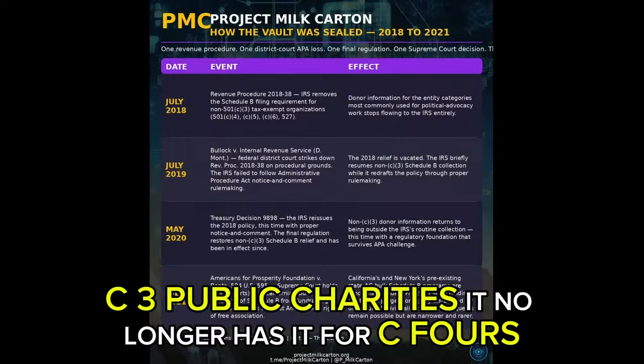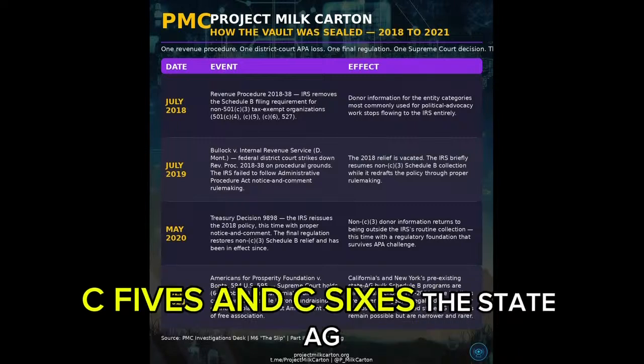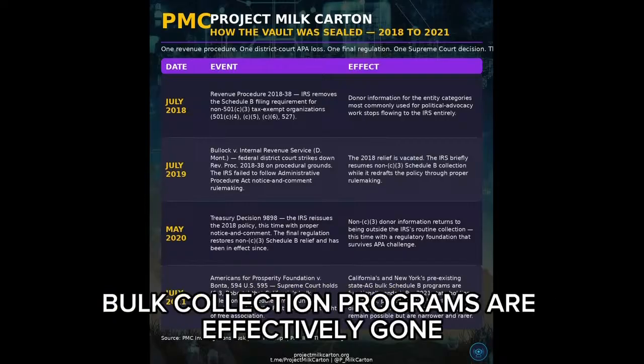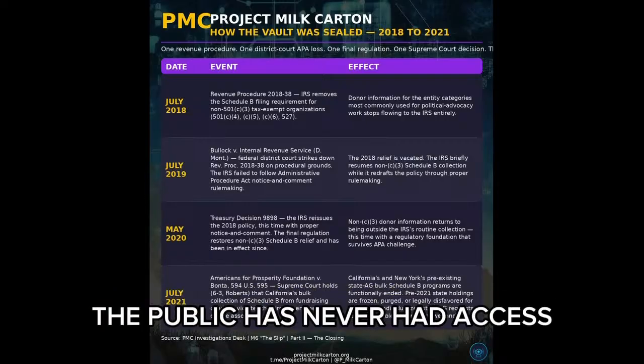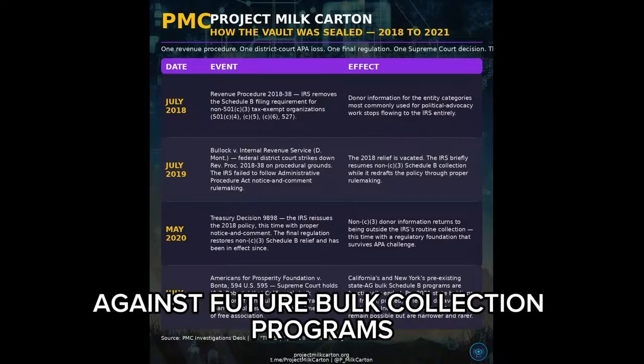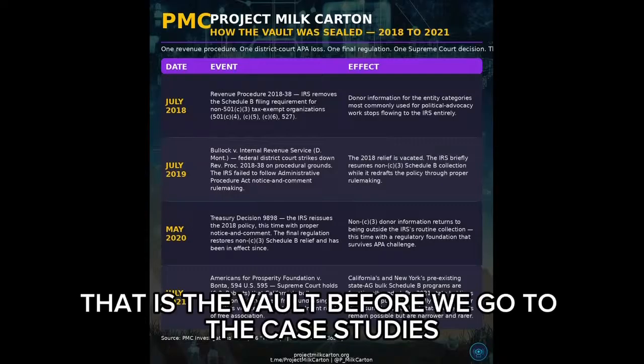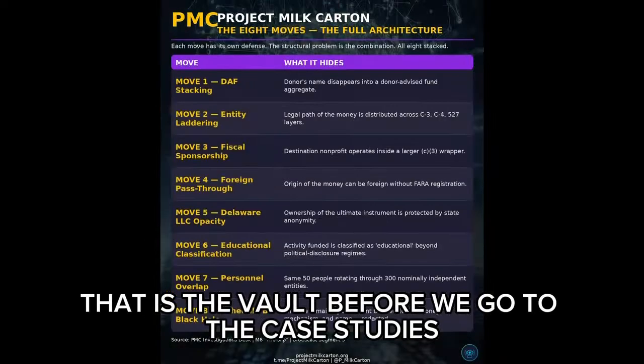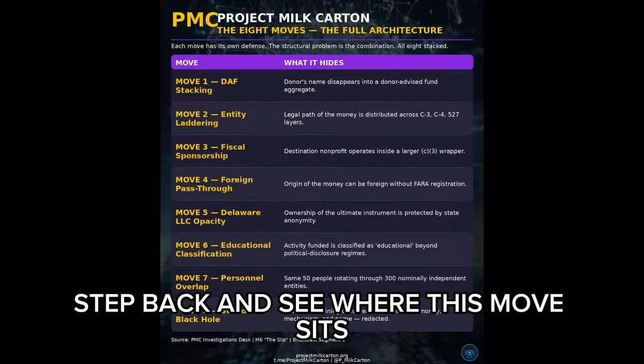It no longer has it for C4s, C5s, and C6s. The state AG bulk collection programs are effectively gone. The public has never had access, and the constitutional framework has tilted against future bulk collection programs. That is the vault.